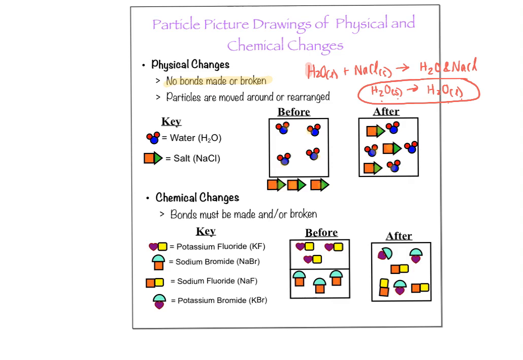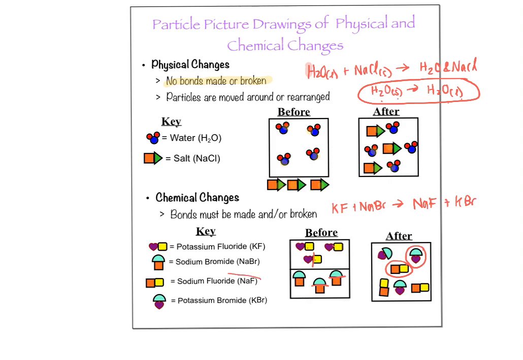Okay? Chemical changes. Bonds must be made and or broken. So here I have one chemical, potassium fluoride. And I have sodium bromide. I showed that they are separated with the line in the box. And then when I mixed, notice I broke these bonds. And I made a new bond between the teal and the purple and between the orange and the yellow. So this reaction would look like this. KF plus NaBr makes now a new one, NaF and KBr.